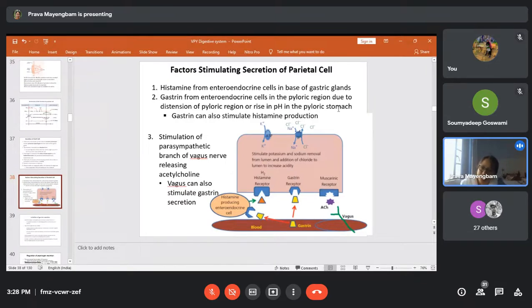Whenever there is a rise in the pH, that means acidity is low. So when there is less amount of acid in the pyloric stomach, that also is going to stimulate the gastrin production. So one is histamine, then another.